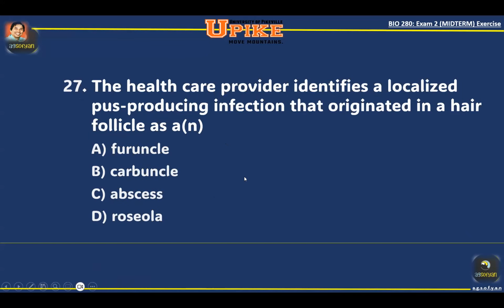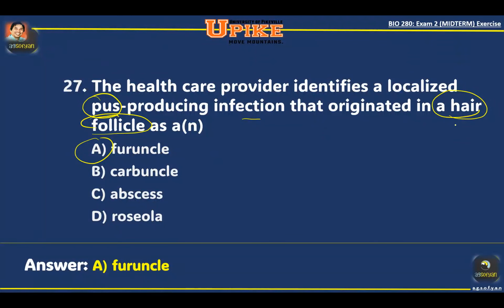The healthcare provider identifies a localized pus-producing infection that originated in the hair. So it originates from the hair follicles. There's a special name for this type of infection if it is coming from the hair follicles and produces exudate or pus. Then it is called a furuncle. Okay, furuncle, if there is pus coming from a hair follicle infection.